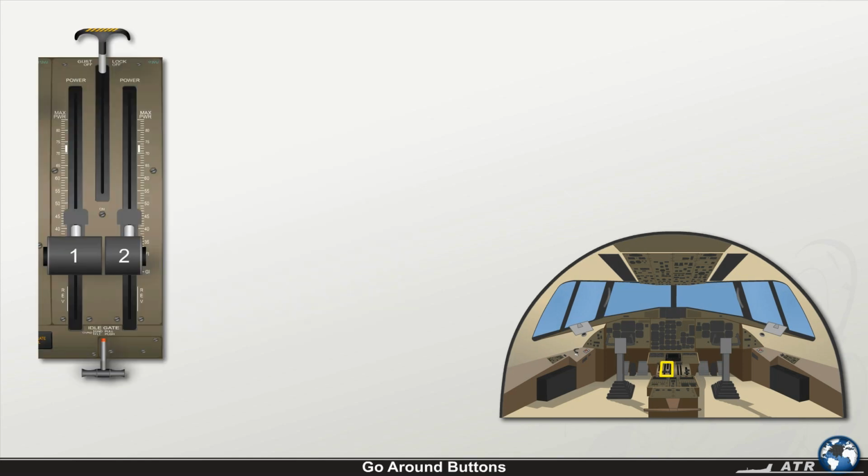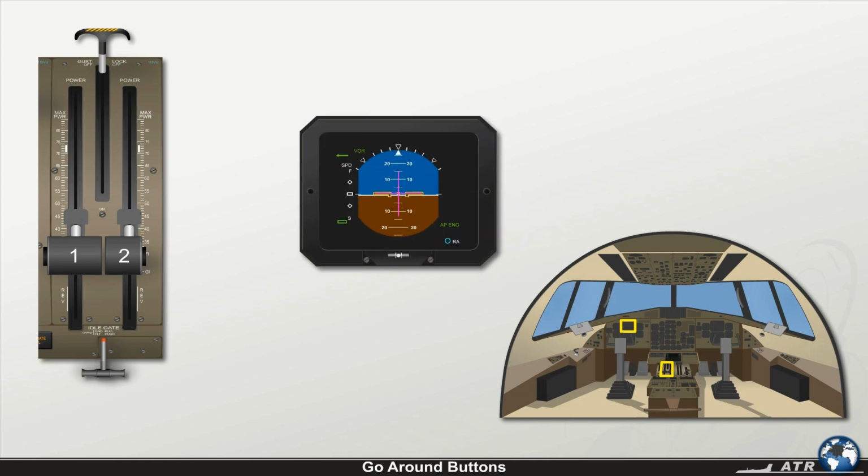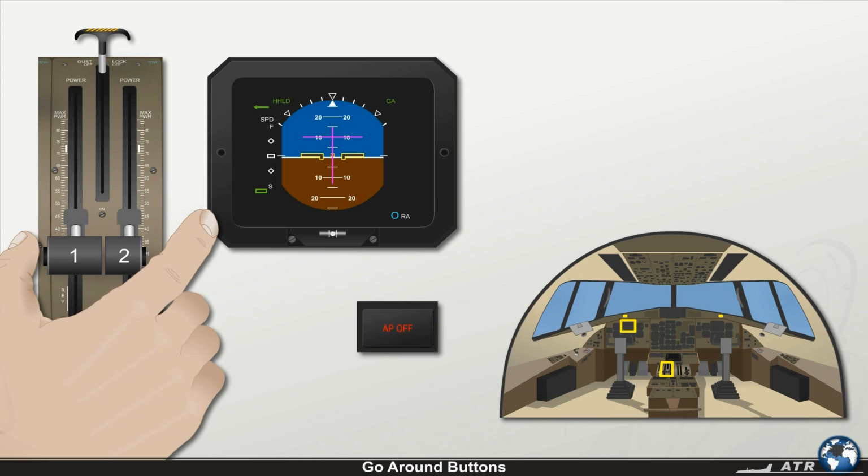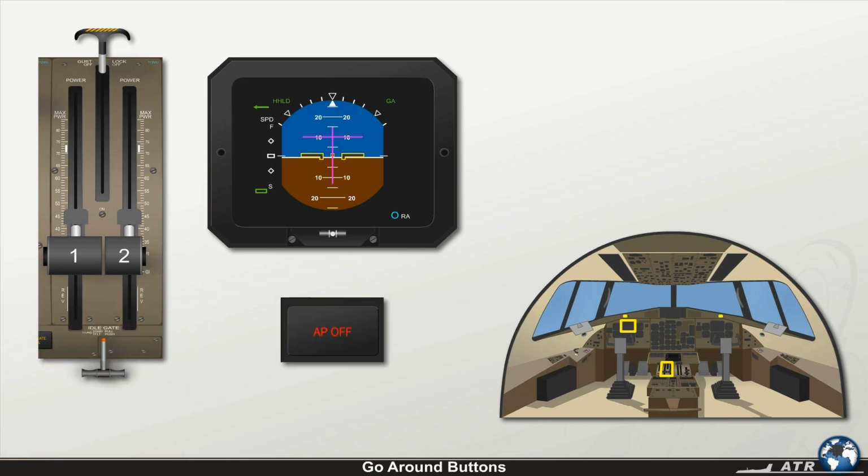The two go-around push buttons installed on the power levers are used to select the go-around mode. When at least one of them is pressed, the autopilot is disengaged. All armed and active flight director modes are dropped, and the go-around mode is selected. The go-around mode will keep the heading flown at the moment that the go-around mode was selected at a predetermined minimum safe pitch attitude.